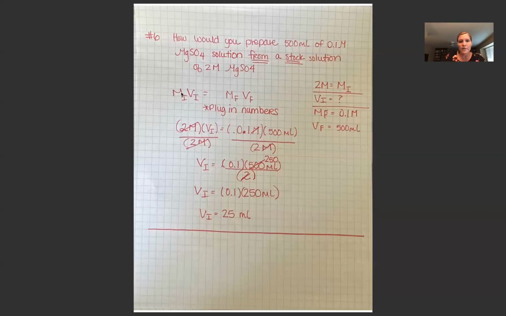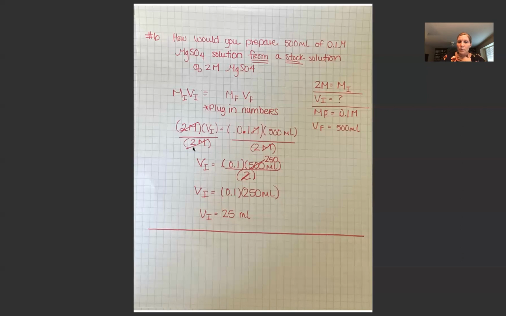So I have 2 molars, and then there's our unknown. And then over here, our final mass is going to be 0.1 molars. And then the final volume, we want 500 milliliters. So we're going to do the math, and we're going to get this alone. We want to know how much volume we started with. So we're going to do a little bit of algebra, moving stuff over. So this will cancel each other out. We've got it all by itself.